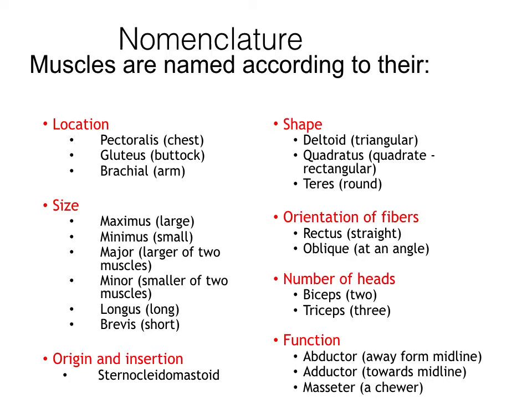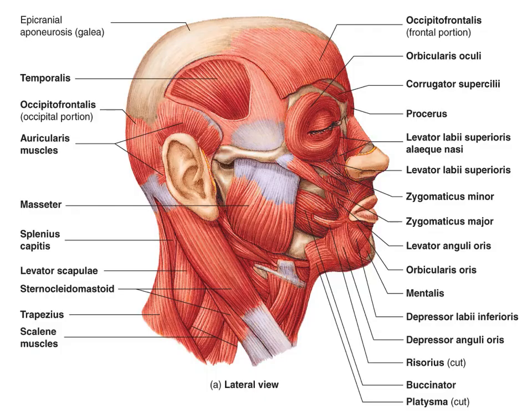then they'll often be named for what structure they're attached to, and sometimes it'll name their muscle for their function: abductor, adductor, masseter. And so it tells us something about it. So the first set of muscles we're going to know are muscles of facial expression and chewing, and then the muscles of the head and neck.